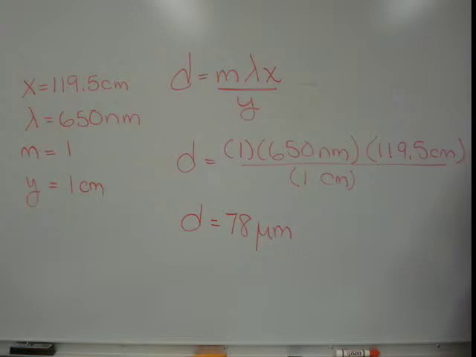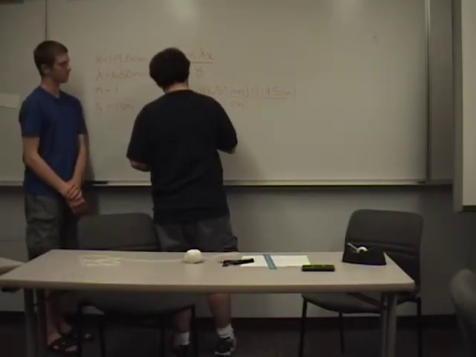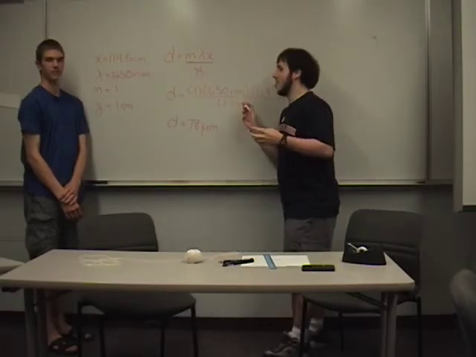Okay, so the distance from the hair to the screen was 119.5 centimeters. The wavelength is 650 nanometers. And for the first dark spot, that is m equals 1, we have 1 centimeter from the center of the pattern to the center of the dark spot. This hair was about 78 microns in diameter, which is just about right.